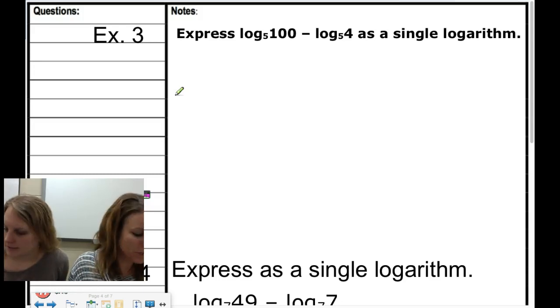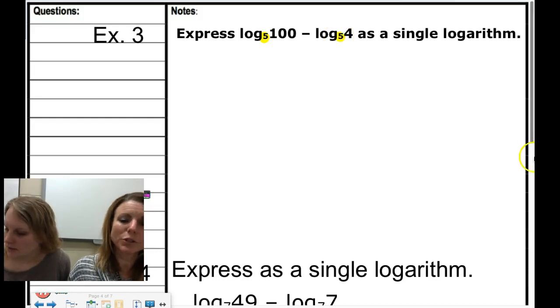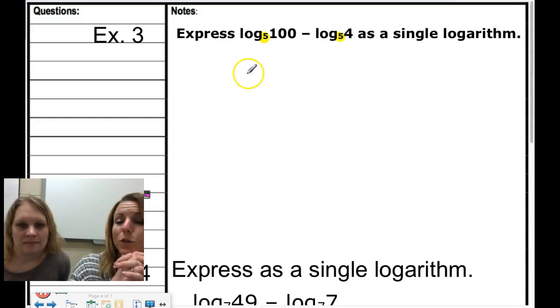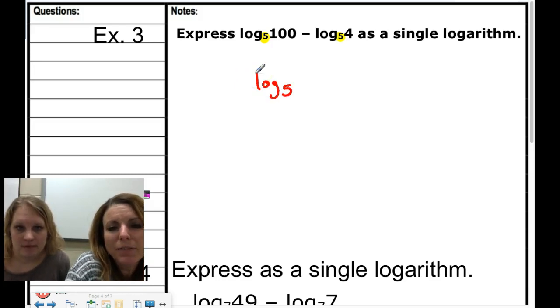Here we go. Let's try example number 3. We got base 5. So we know if we're subtracting, that means we're going to divide. So let's rewrite that as log base 5 of, in parentheses, 100 over 4.